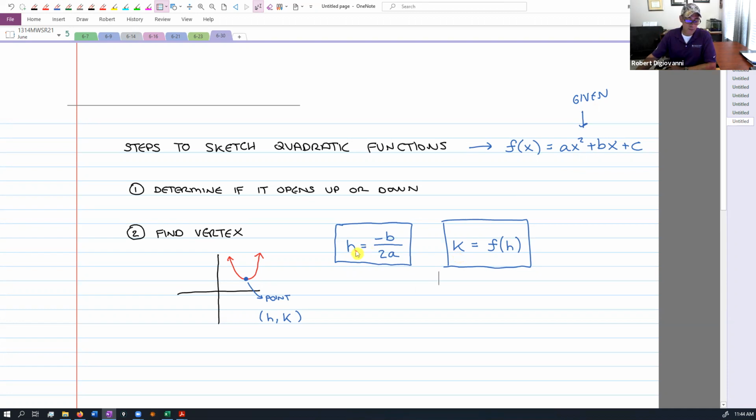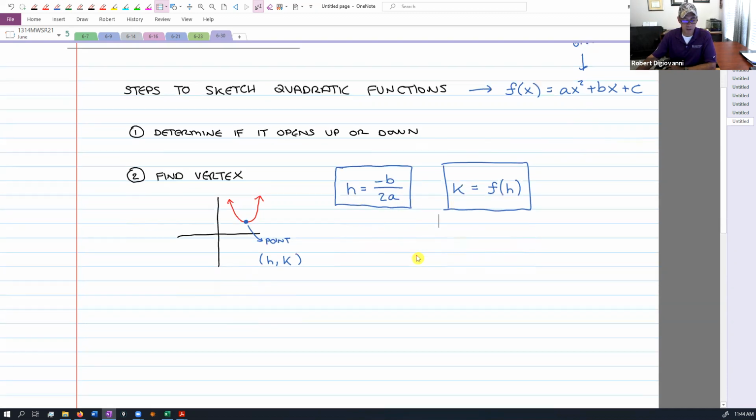So what happens if you mess up H? Well, if you mess up H, you're going to mess up K too, because K depends on you knowing what H is. So if you get H wrong, K is going to be wrong. So it's important that you do this arithmetic correctly. We will do this in an example. I'm just giving you the steps right now.